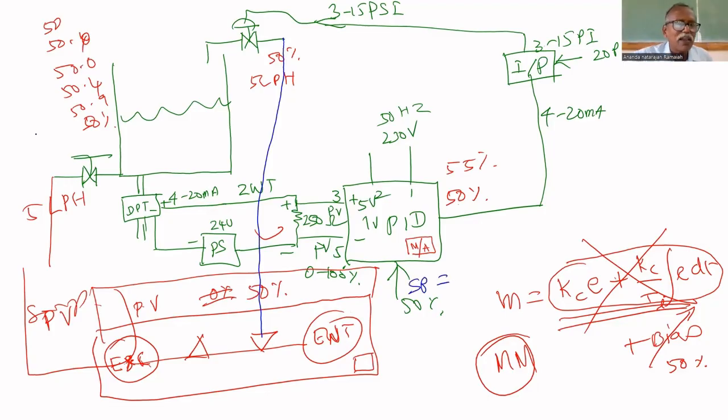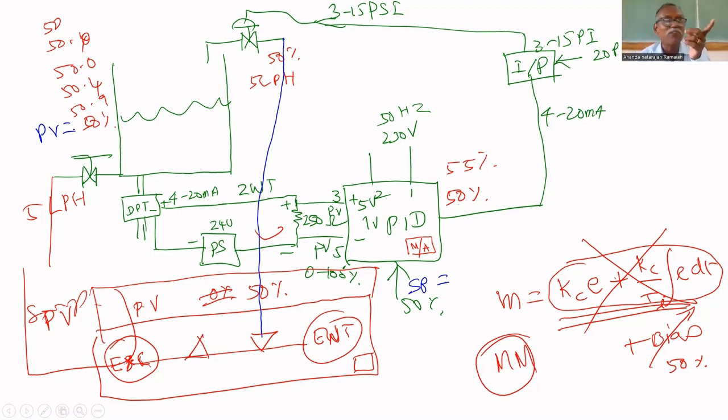What is the process variable? The process variable is also 50%. Now what is the error? 0. The first condition is satisfied. The process variable must be at steady state, not just passing through 50 in a transient. Suppose it is going from 55 to 49, let us assume. It goes from 55 to 49 or 60 to 49.